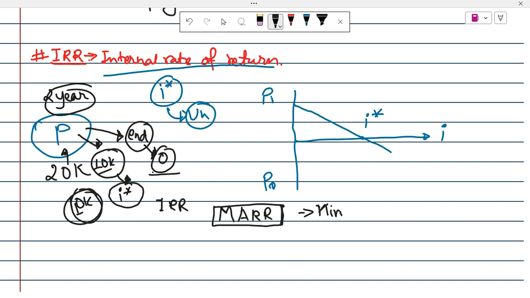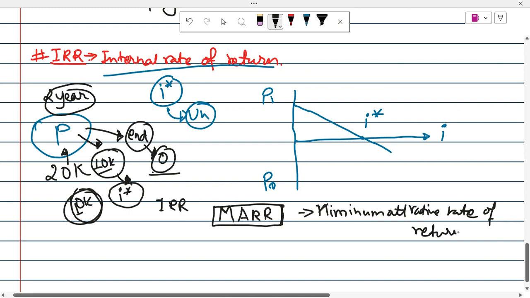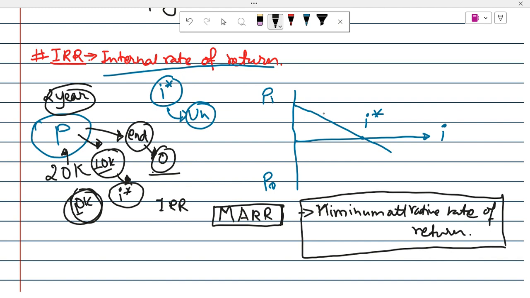This is the minimum attractive rate of return. In practice, this rate of return is generally indicated by the fixed deposit rates in our banks, but it has to be indicated in a question. So this is how the internal rate of return and payback period evaluate the project's feasibility economically as well as financially.